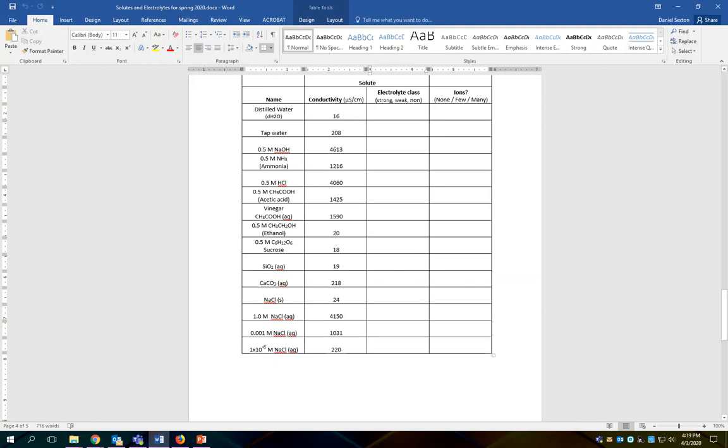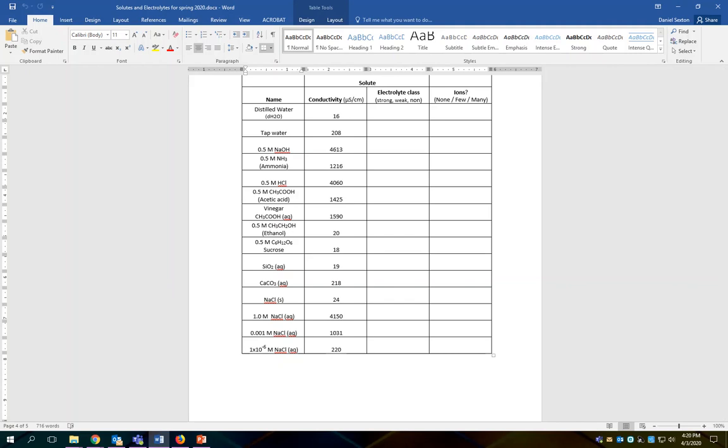So just to clarify the relationship between these, 0.001 molar is 1,000 times less concentrated than 1 molar, and this last one here, this 10 to the minus 6 molar, is 1,000 times less concentrated than the previous one, and 1,000,000 times less concentrated than the 1 molar sodium chloride solution.